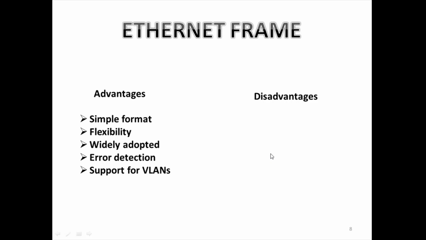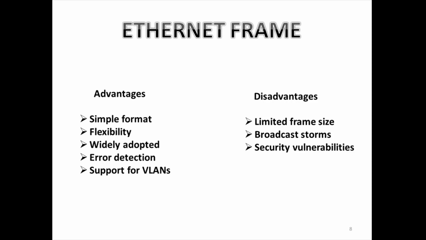Let's see the disadvantages. First, there is a limited frame size. The Ethernet frame format has a maximum frame size of 1500 bytes, which can limit the amount of data that can be transmitted in a single frame and can result in increased overhead due to fragmentation and reassembly of larger packets. Broadcast storm. Ethernet networks use broadcast transmission to send frames to all devices on the network, which can lead to broadcast storms if too many devices send broadcast frames simultaneously, resulting in network congestion and performance issues, which is being mitigated by CSMA/CD.